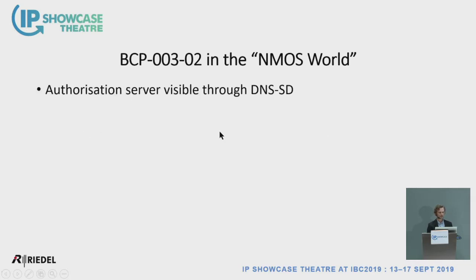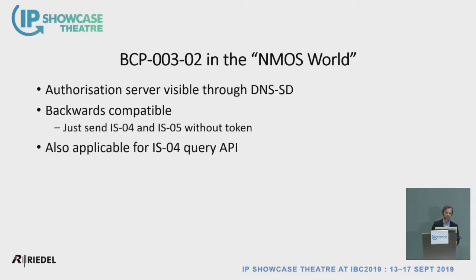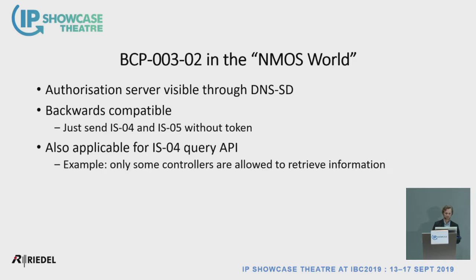So how does it fit into the NMOS world? The authorization server is visible through DNS-SD, so it uses the same discovery mechanism as the registry. If you have a DNS workflow in place, you just add the next service, called _nmos-auth, and then you find the authorization server. And it's backwards compatible, of course. If there are devices that don't support it, you just don't send the token with it. And it's also applicable for IS-04, like I said before. You have certain devices that are allowed to query the NMOS registry, and some others that might not be able to.